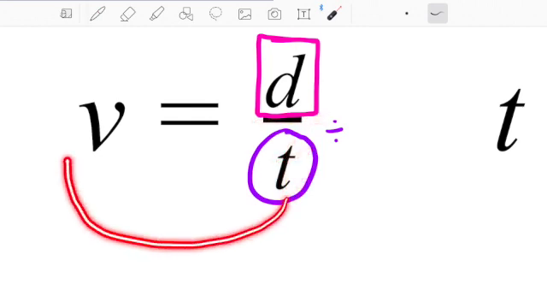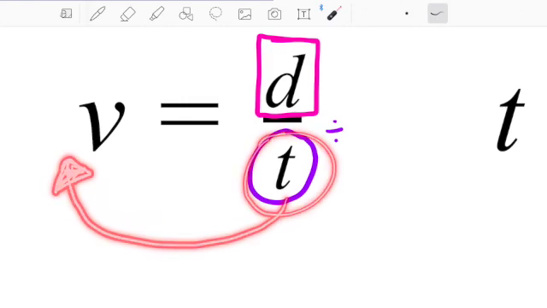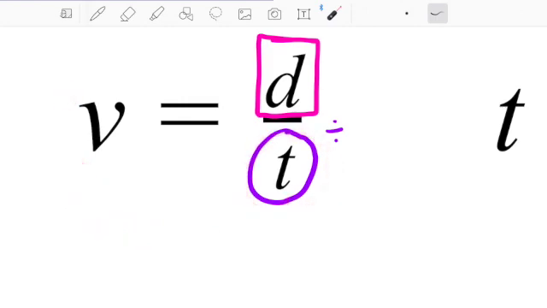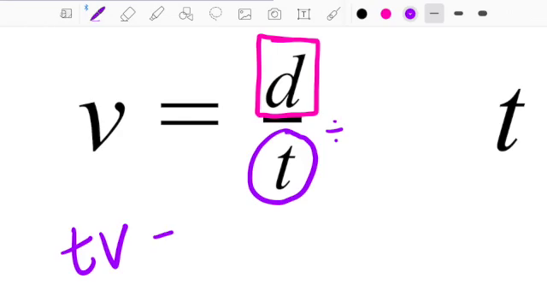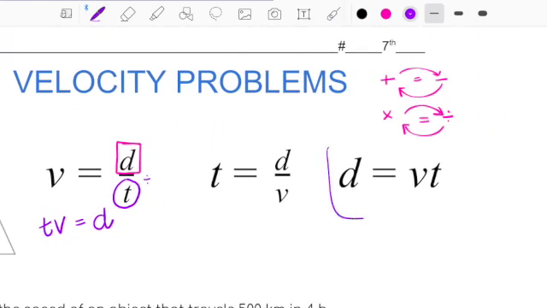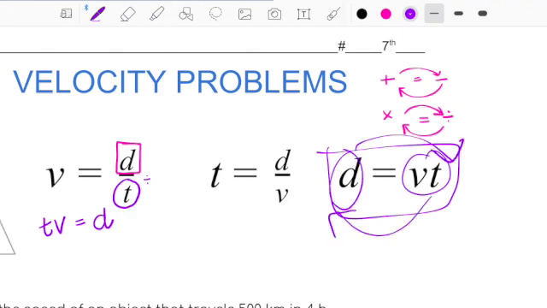I will bring it to the other side, okay? And if it's dividing, now it will be multiplying. So you will put TV or VT, I don't mind, it's the same, equals distance, okay? And here we have distance equals VT. It doesn't matter if you put this on this side or this on this side, it's okay, as long as they're separated by the equal sign.